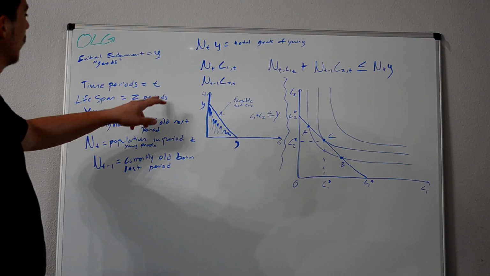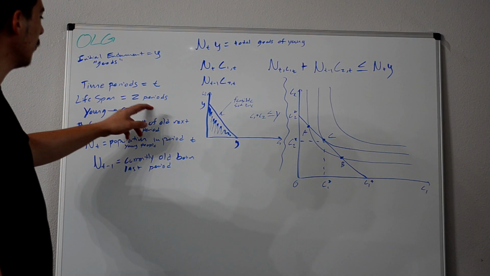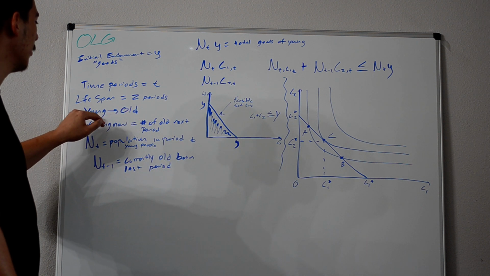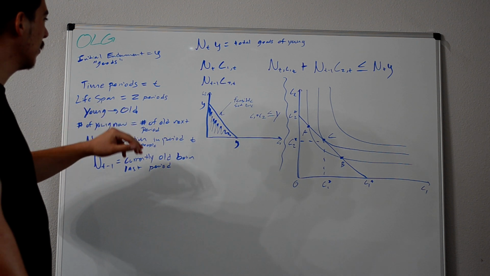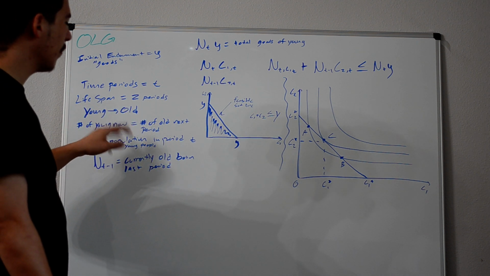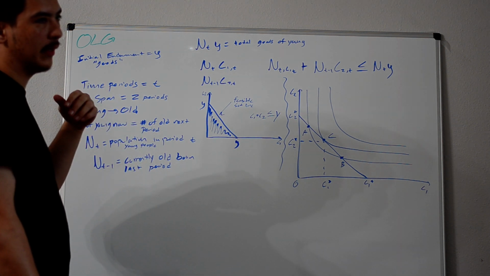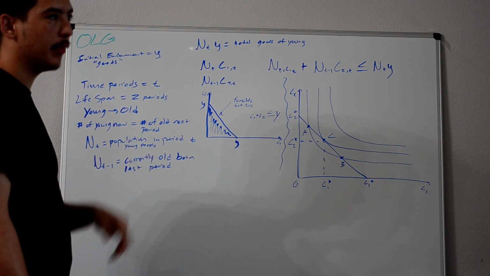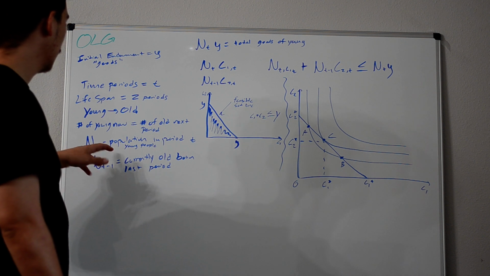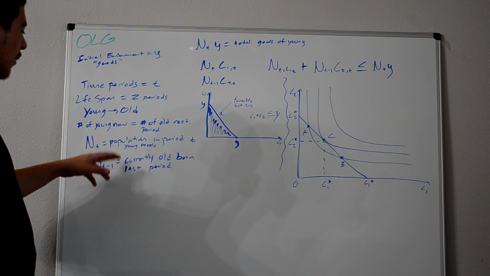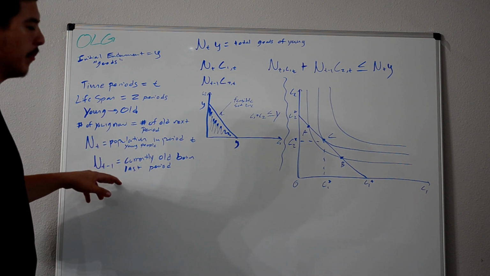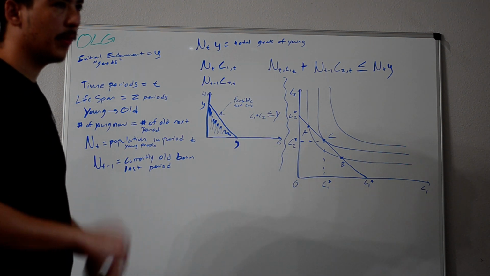Time period, subscript T, people live 2 periods. There's young, then you become old. The number of young people last period is exactly equal to the number of old people this period. Nth of T is the population of young, Nth of T minus 1 is the population of old in the current period.